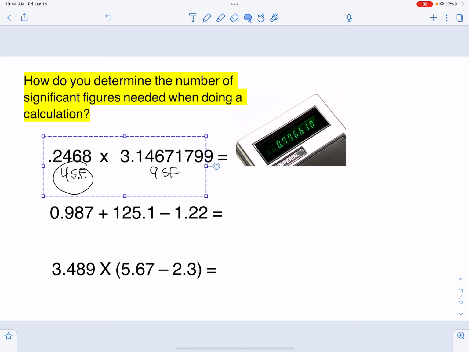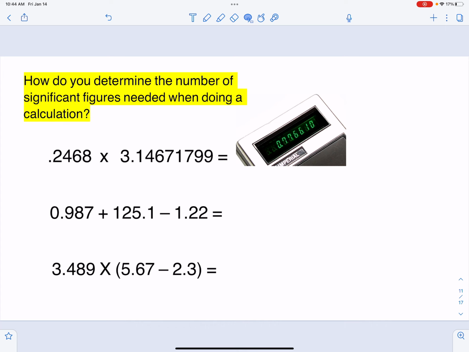On the last one, first thing, we're doing multiplication and subtraction. So this is going to have to be 2 steps. Remember, we always do parentheses first, right? You're going to have to determine the number of resulting significant figures there. Then you're going to do multiplication, so you're going to have to compare.